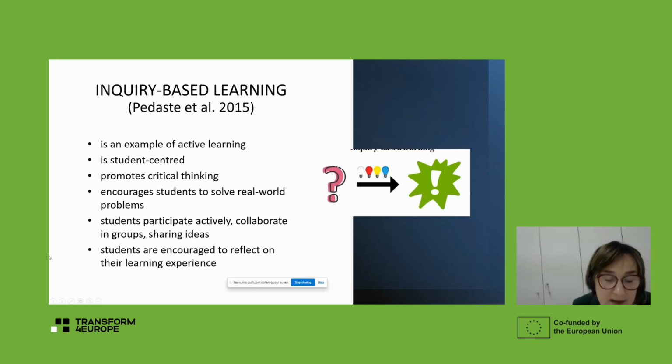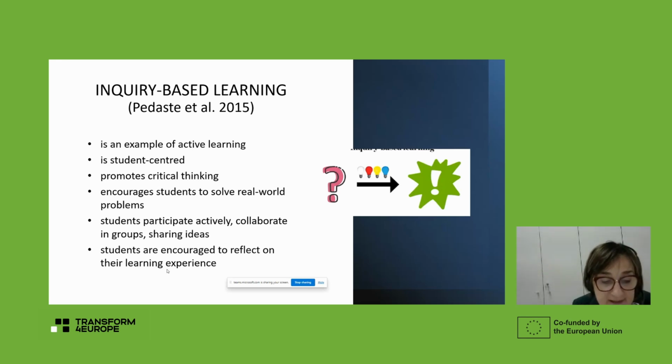And one more thing maybe to say is that students are also encouraged to reflect on their learning experience. So it's very important to develop learning strategies and also encourage students to reflect on how much they have learned, how they can apply this knowledge. So these are the main principles, let's say, of inquiry-based learning.